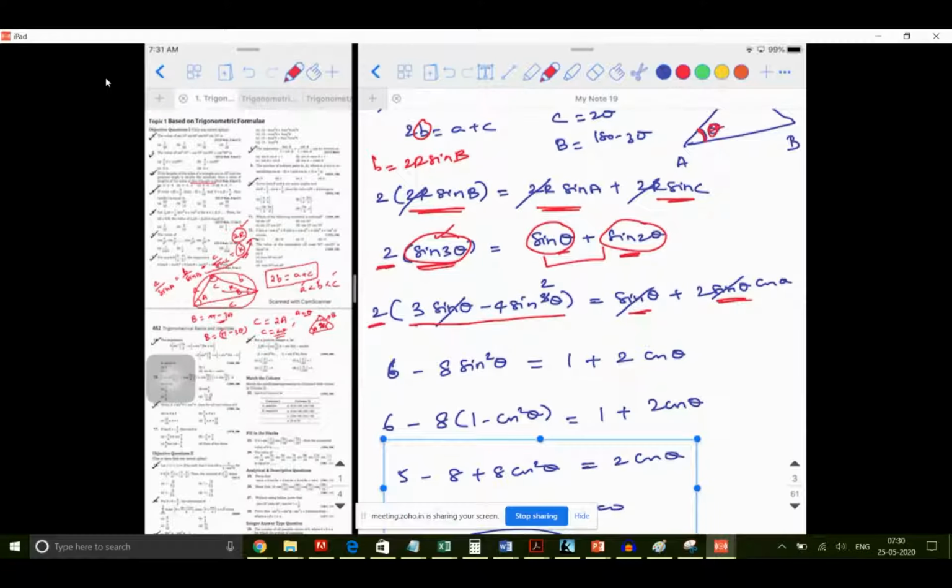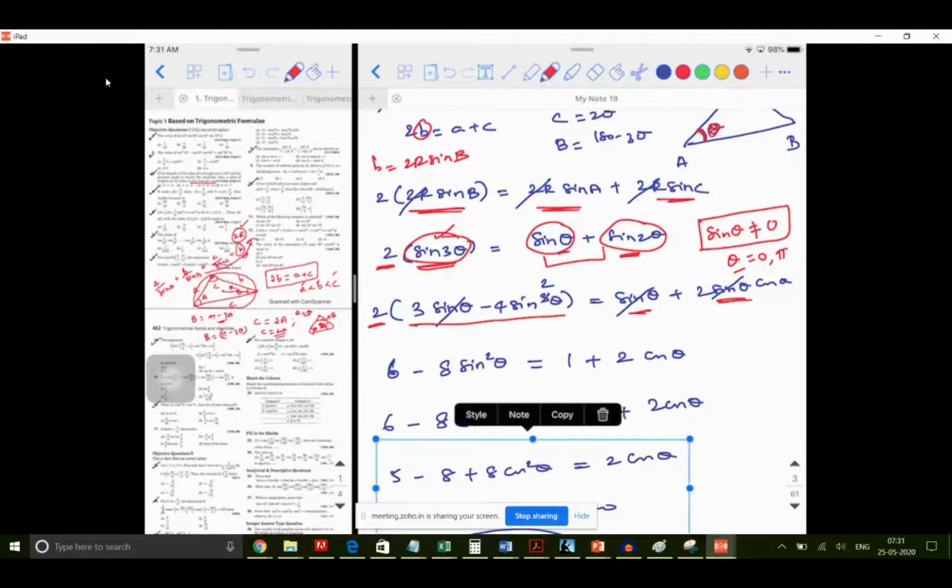So what is going to get cancelled? Sine theta is going to get cancelled, because you can cancel it only when that particular parameter is not equal to 0. So sine theta cannot be equal to 0, because if sine theta is 0, then theta should be either 0 degrees or pi radians. In a triangle, this is not possible. So sine theta cannot be 0. So when we do this, you will be left with 3 minus 4 sine square theta.